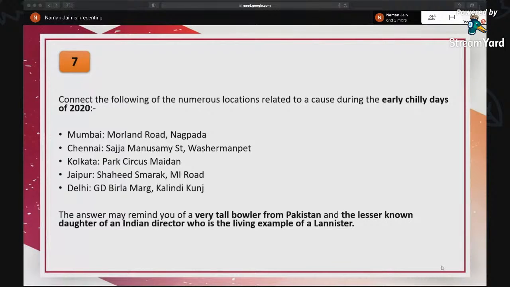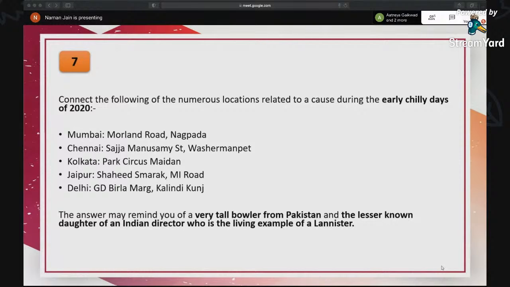And the answer may remind you of a very tall bowler from Pakistan and the lesser known daughter of an Indian director. So the director is the living example of a Lannister. This is a joke by me, so you can ignore that, but you may understand which director. He has three daughters and the least known of the three, and also the name of a very tall bowler from Pakistan. A name which is used for males as well as females. So very tall bowler from Pakistan and lesser known daughter. These are the additional hints.